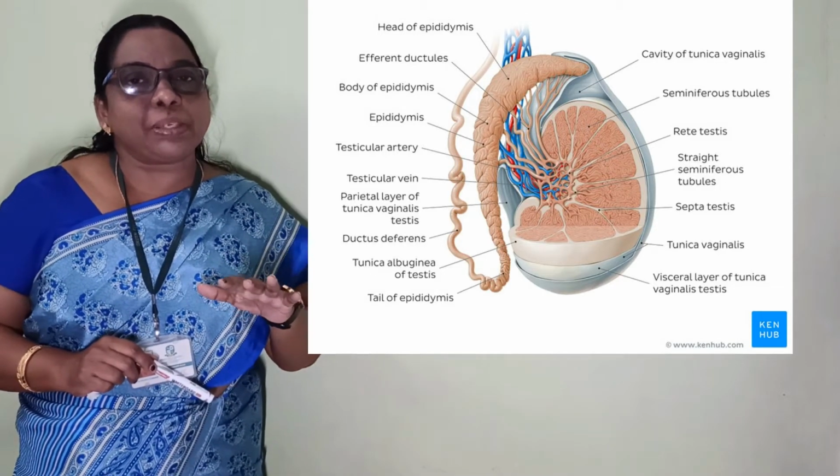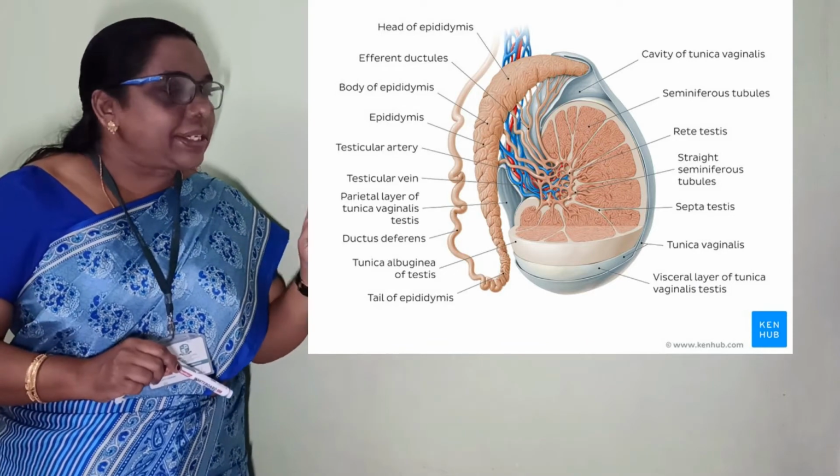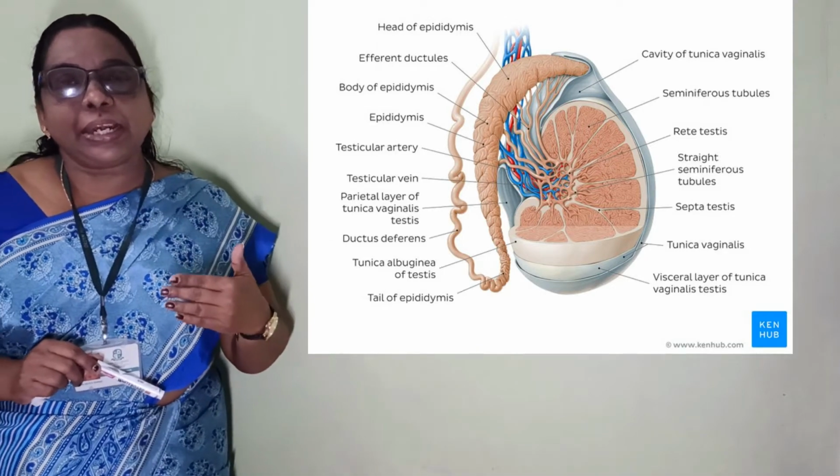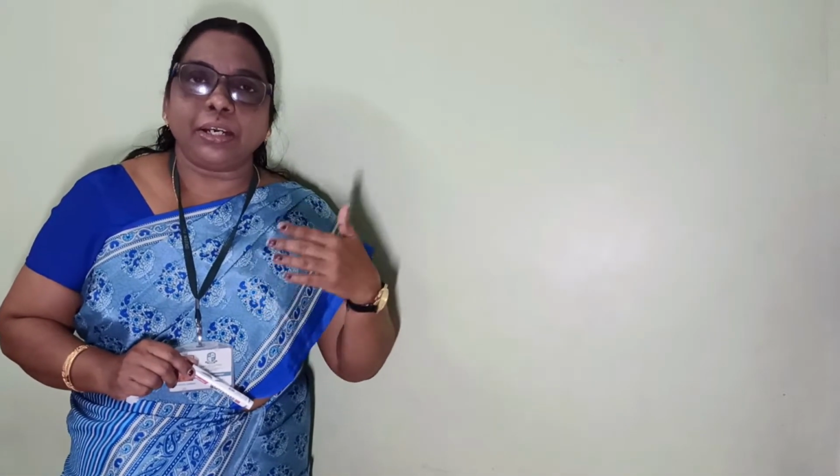Once the sperms are produced in the testis, they are temporarily stored in the epididymis. Later the epididymis opens into the duct called the vas deferens, and the vas deferens opens into the penis through the urethra, and the sperms are ejected outside. In the male, the urethra acts as a urinogenital duct, a common passage for both sperms and urine.